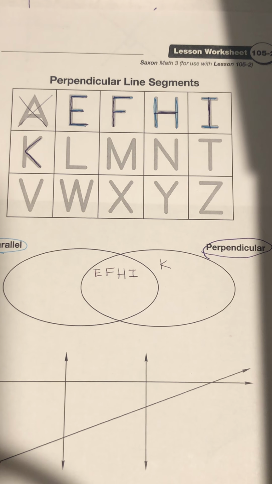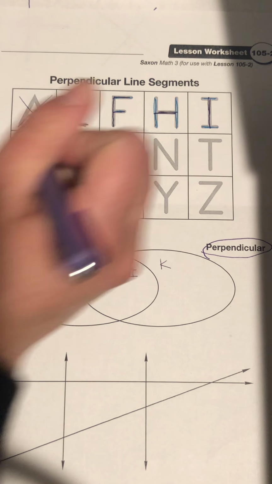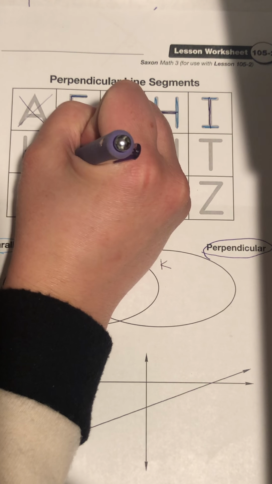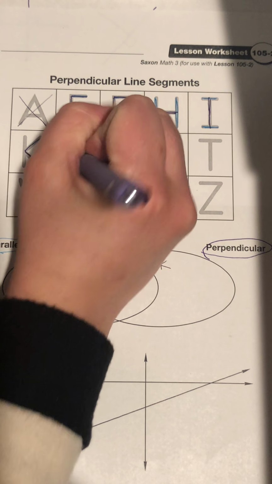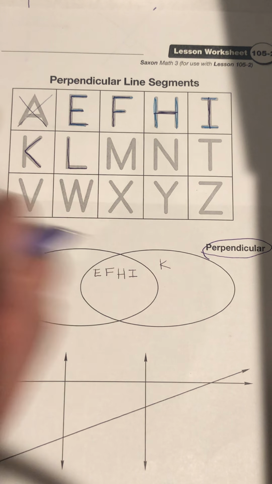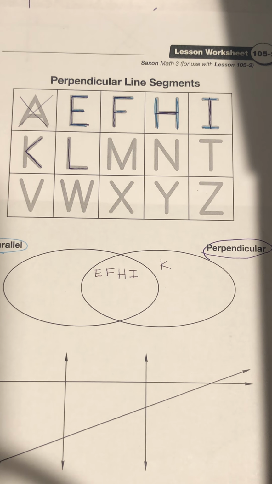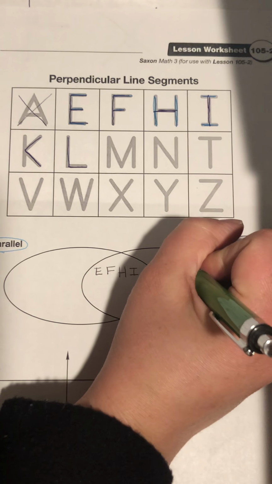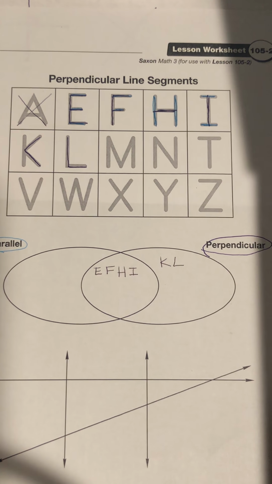Okay, L. Are there any parallel lines in L? There are not. What about perpendicular? Yep, you'll see our only lines in L make that perfect 90-degree angle right here. So L has only perpendicular.